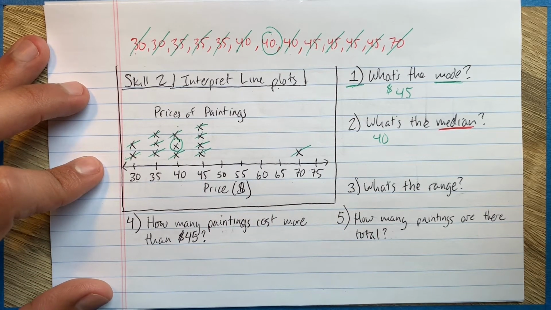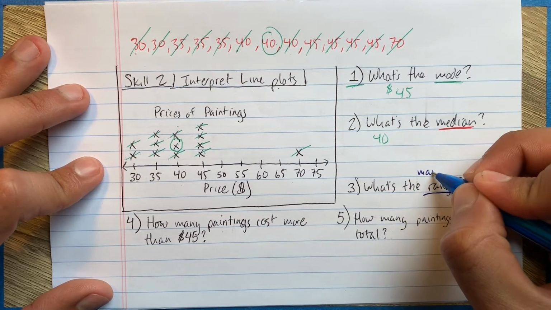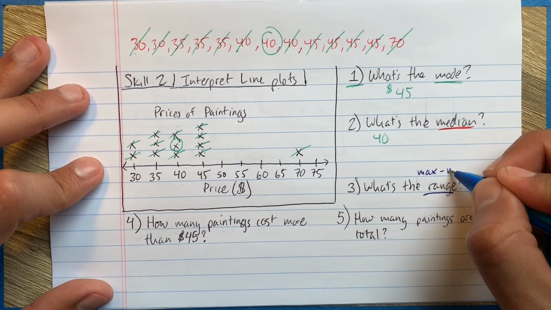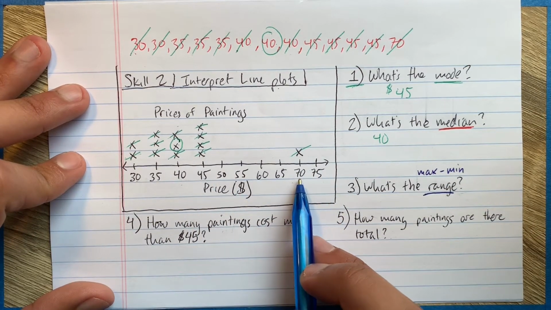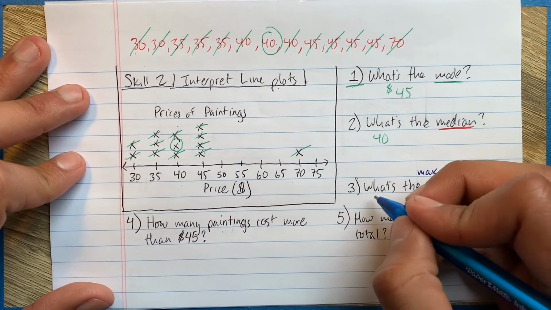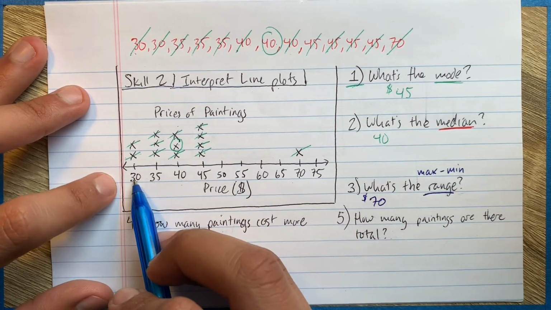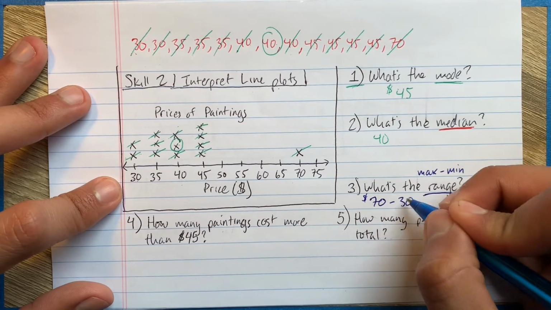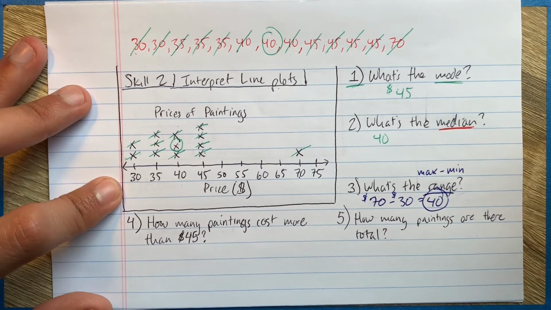Okay, the next question is asking us to find the range. And if you remember, the range is the maximum cost or maximum value minus the minimum value. Here I have my maximum price, which is $70, and my minimum cost is $30. So I'm just going to do 70 minus 30, and I get $40. That's the range in prices.